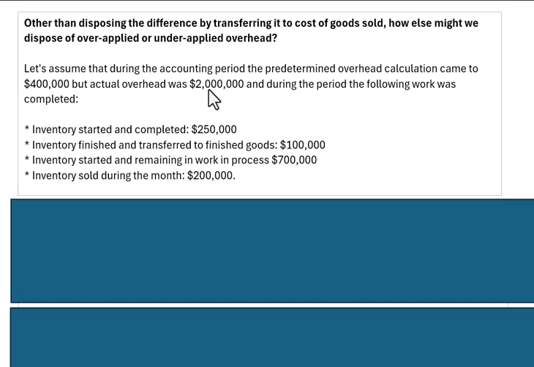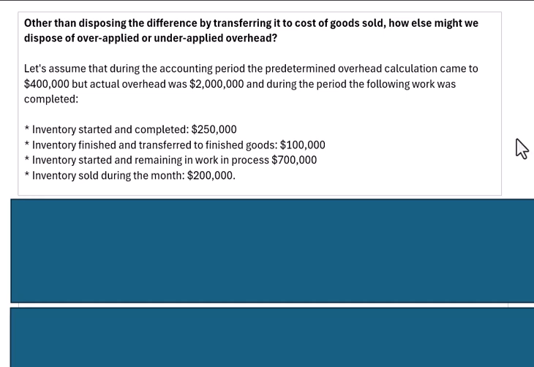Now, this is an extreme example because we really need to wonder, why did our predetermined overhead say we would only spend about $400,000, but actual overhead was $2 million? All right, but we'll use this extreme example to show the impact.